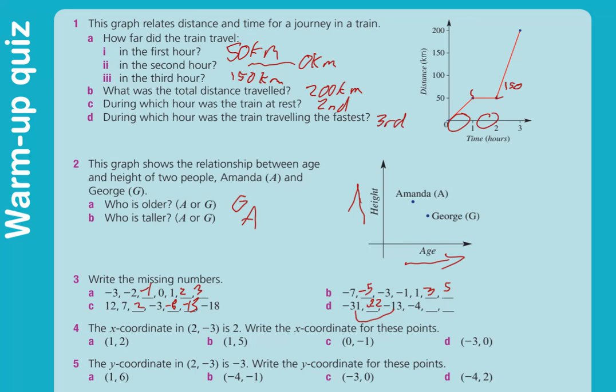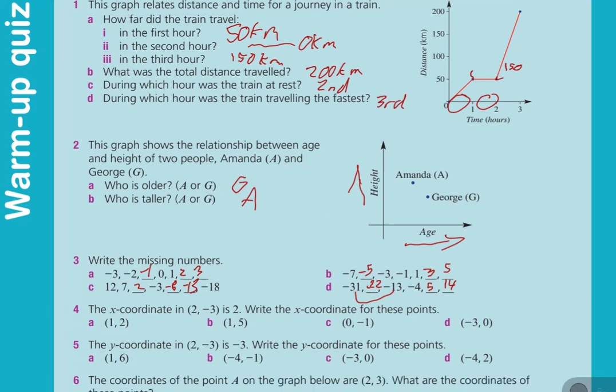Adding 9 every time. When a minus number gets smaller, it means you're actually adding. So that means this will go to 5 and this will go to 14. That'd be right. +9, +9, +9, +9. Yes, it would be.